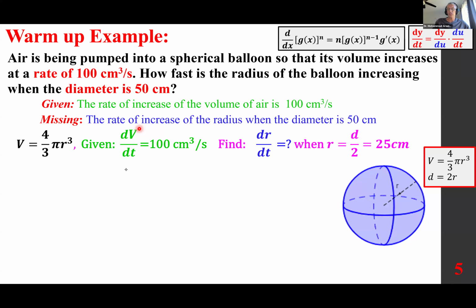So we want dV/dt, everybody. We're going to go with Leibniz's notation. So as we move from V to t, the intermediate variable is r. So dV/dr times dr/dt.